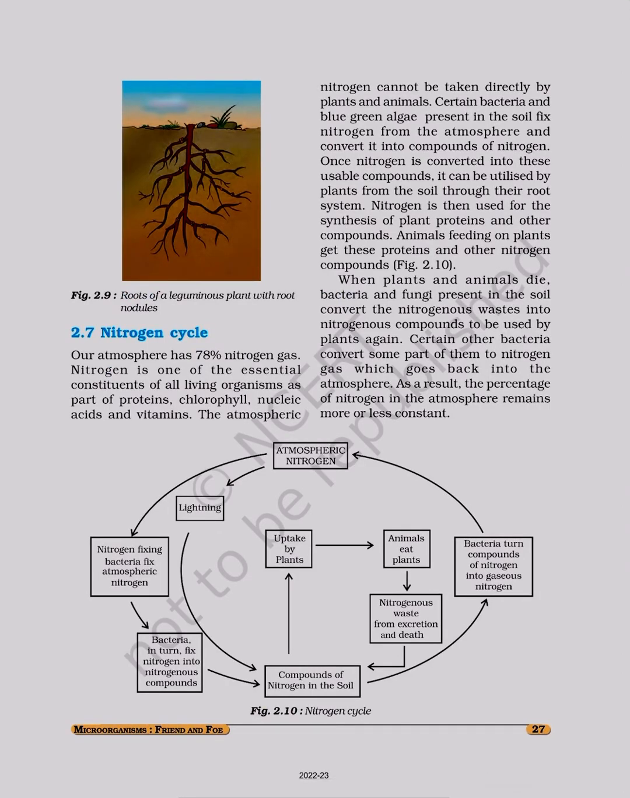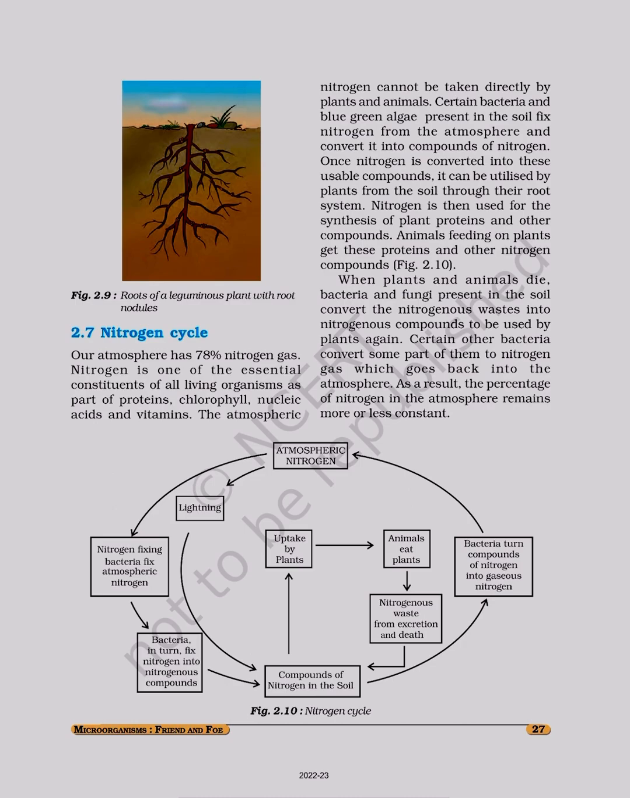Figure 2.9 Roots of leguminous plant with root nodules. 2.7 Nitrogen cycle. Our atmosphere has 78% nitrogen gas. Nitrogen is one of the essential constituents of all living organisms as part of proteins, chlorophyll, nucleic acids, and vitamins. The atmospheric nitrogen cannot be taken directly by plants and animals.